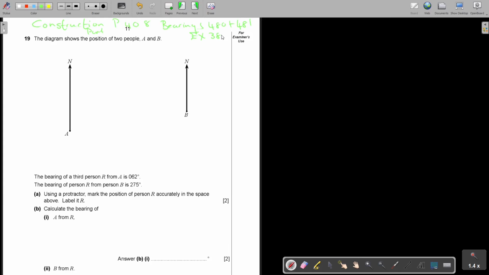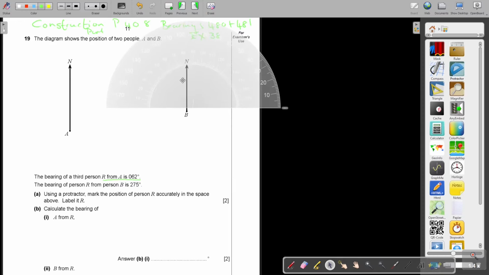Okay, so I'm going to first do this one from A. So I'm going to look here, and I'm going to go to all my applications, and I'm going to look for my protractor. Okay. So now I'm just going to start at A. As I said, I'm going to rotate it. So I'm going to put it like this at A. Still not 100%. Must be exactly on that line.